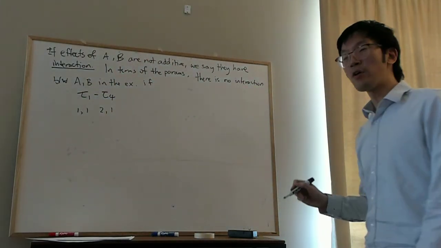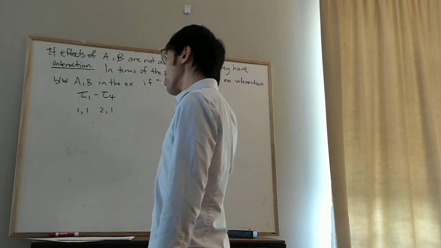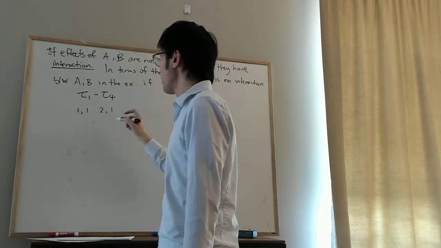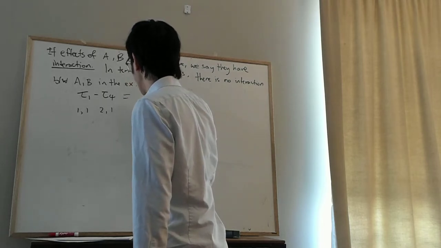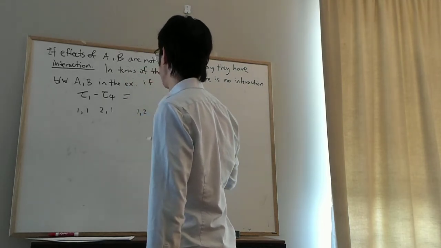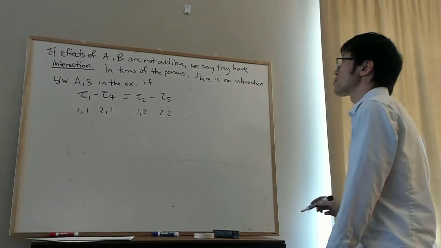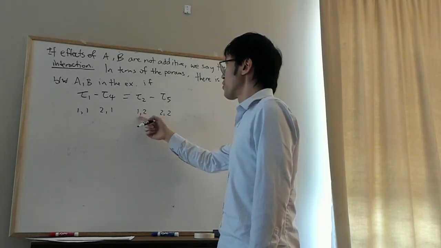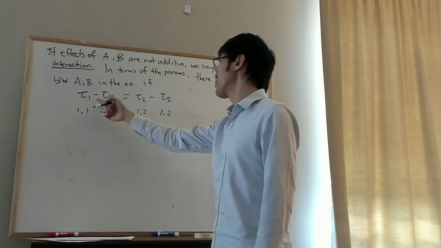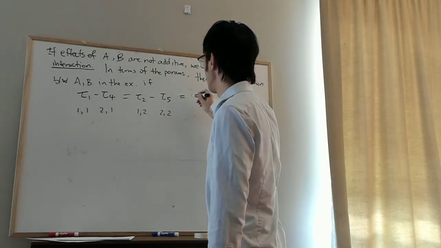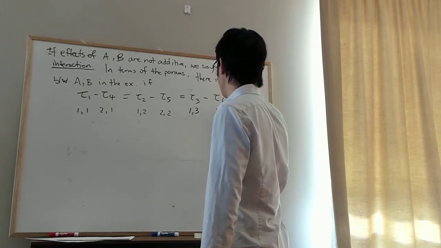Since the effects are additive, this difference, taking factor A and going from 1 to 2, should have the same effect no matter what factor B is. So that should have the same effect as going from 1,2 to 2,2, which would be represented by the difference tau 2 minus tau 5. Again, moving factor A from 1 to 2 keeping B fixed, if it's additive, it will have the same effect no matter what B is. The third equality would be tau 3 minus tau 6, because that measures the difference between 1,3 going to 2,3.